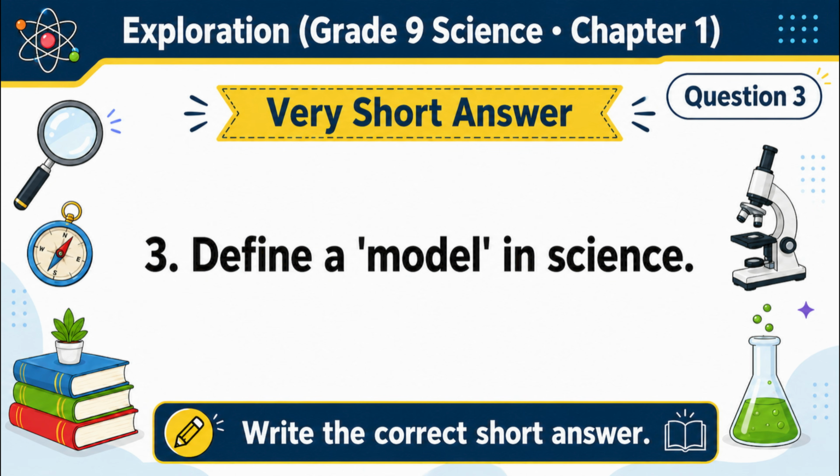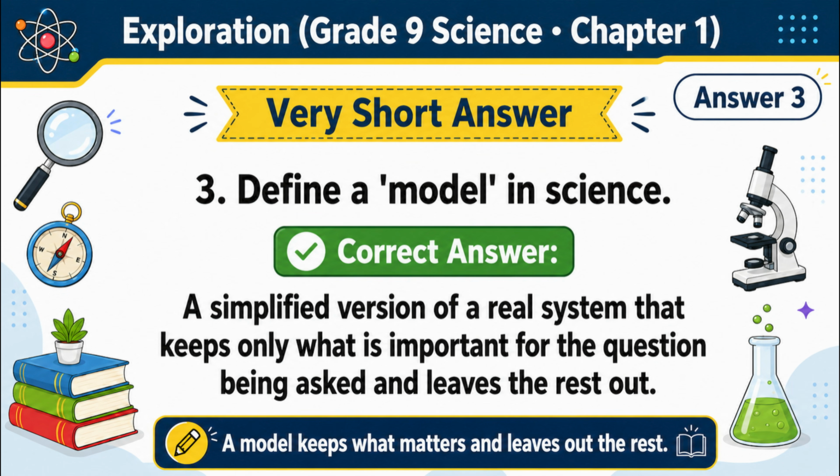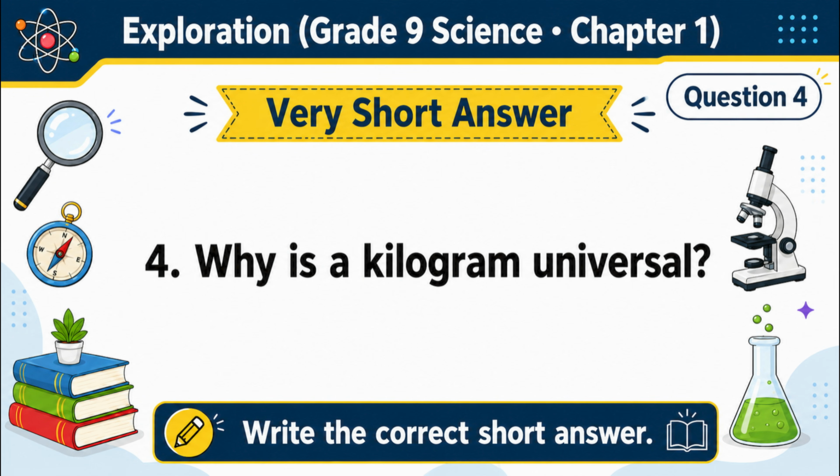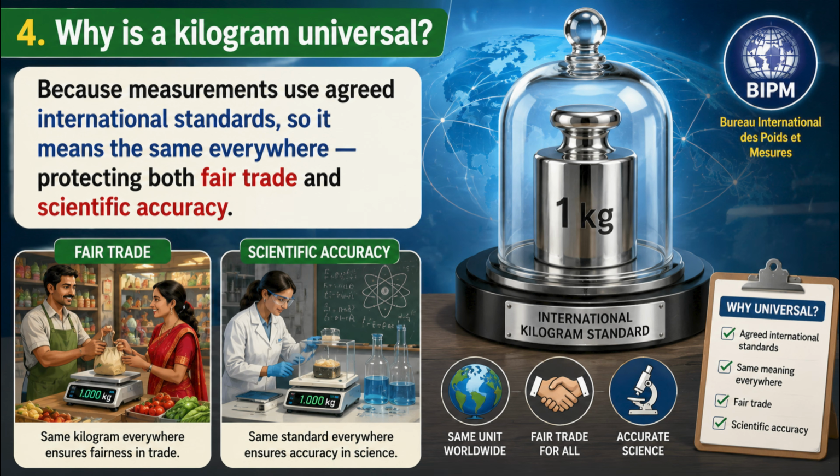3. Define a model in science. A simplified version of a real system that keeps only what is important for the question being asked and leaves the rest out. 4. Why is a kilogram universal? Because measurements use agreed international standards, so it means the same everywhere, protecting both fair trade and scientific accuracy.